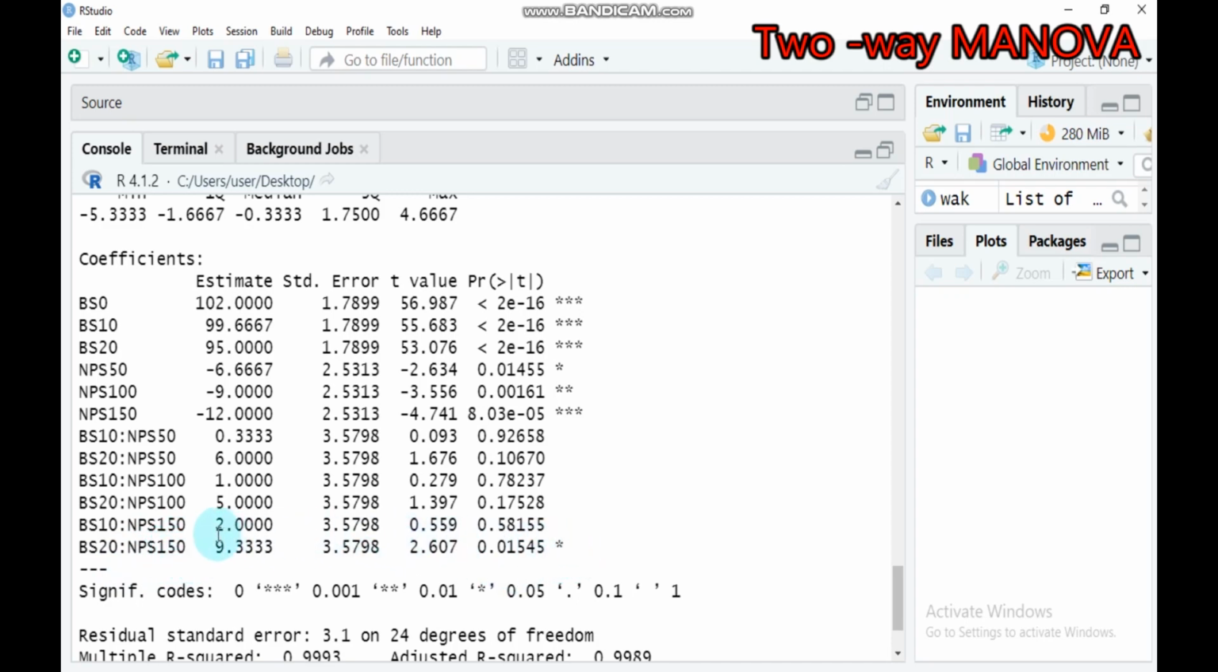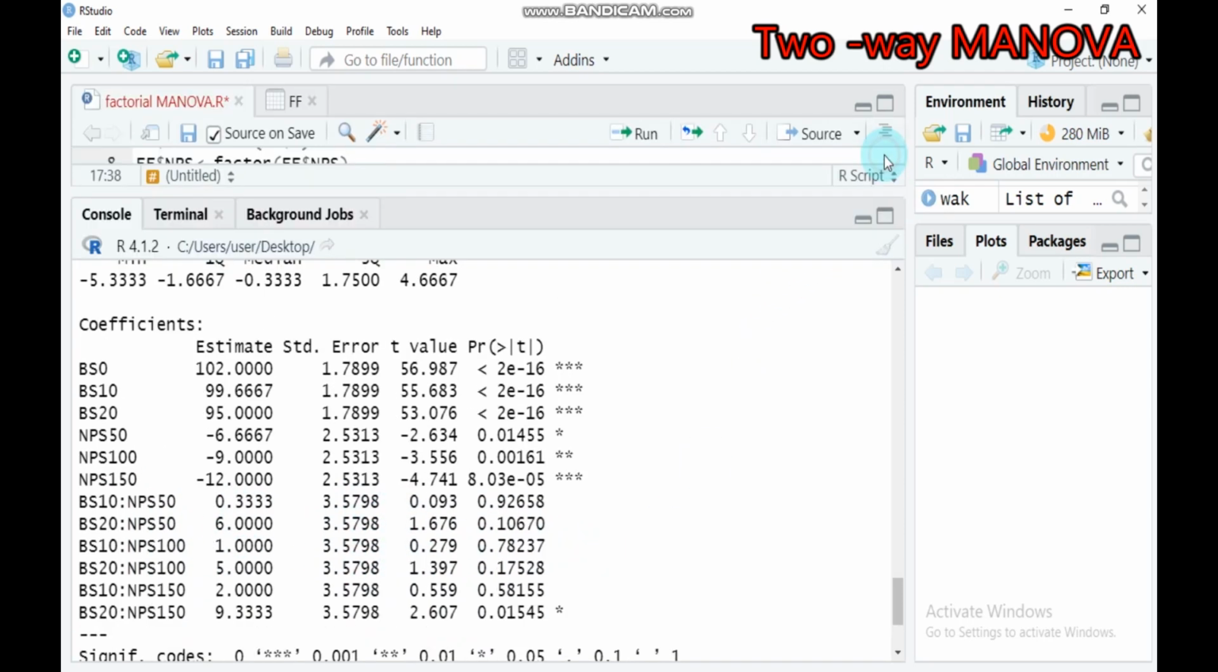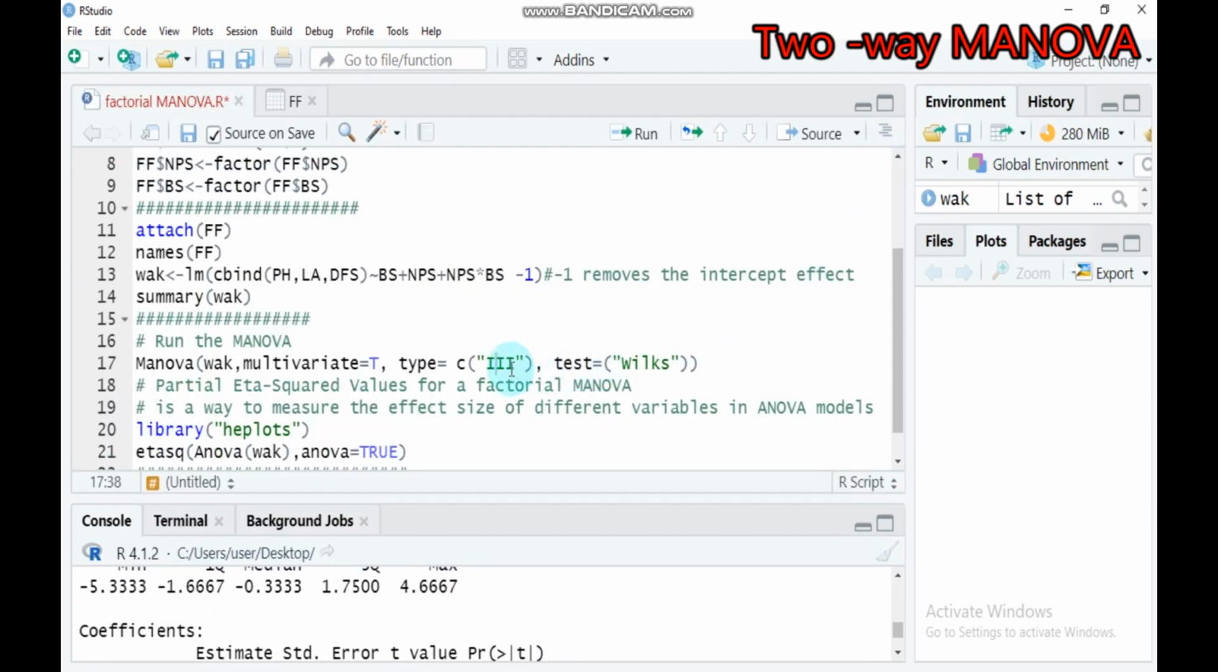So here is the interaction effect. We may enforce type is equal to 3, because Type 3 sum of squares is especially used when we have a significant interaction, and Type 2 is most powerful when there is no significant interaction effect between the two factors, and Type 1 is preferable when we have a balanced design, which means equal groups of observations.